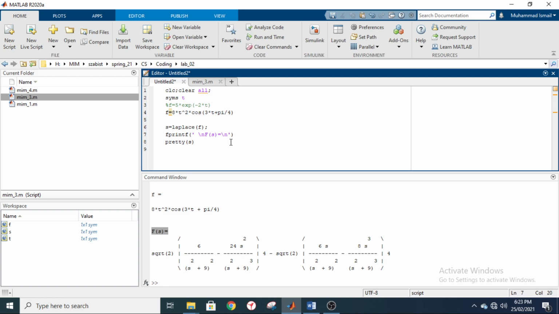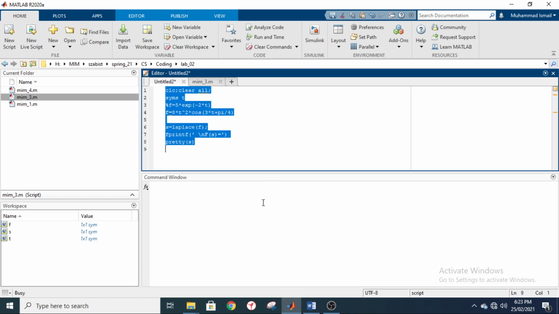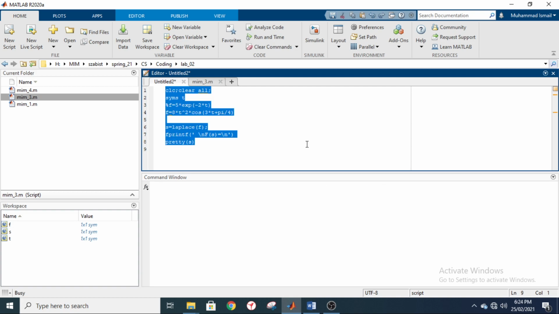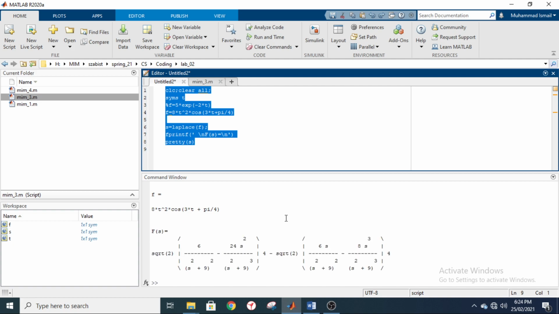Let's say if I don't use this \n, then what will happen? Okay, so this is the main reason of writing fprintf with \n, so it can display the answer in the next line. ff equals to square of 2. Okay, I hope you get the main idea.